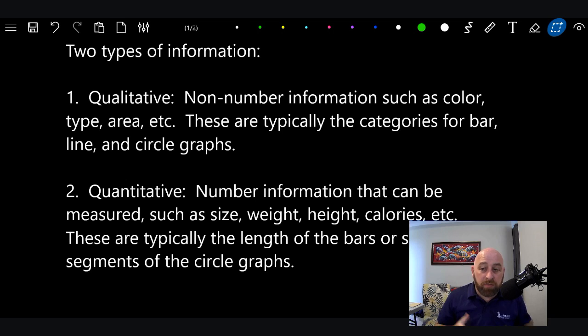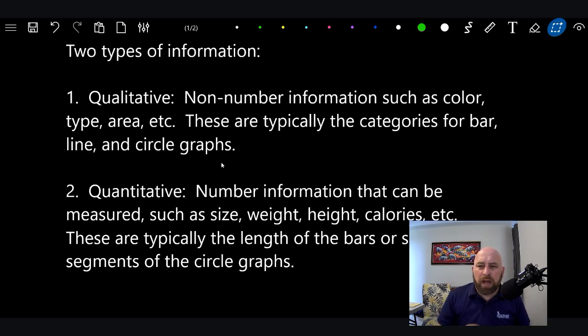A bar graph, for instance, could have both kinds of information. If you look up at the top, I said these are typically categories for a bar graph. But then in the quantitative, I said those are typically the length of the bars. So it's like a combination. A bar graph has both of these, qualitative and quantitative. Both types of information are recorded in it.